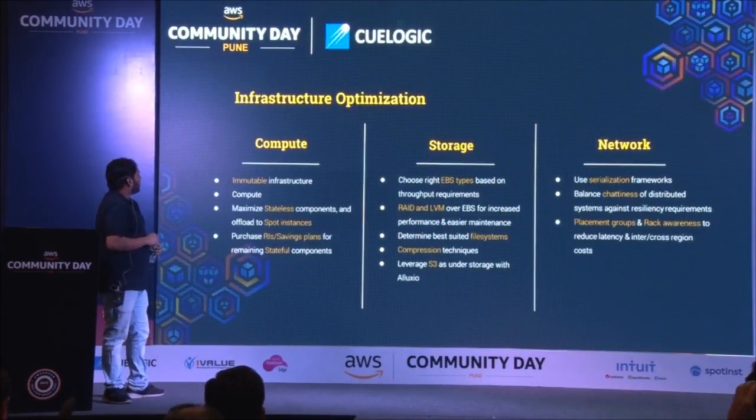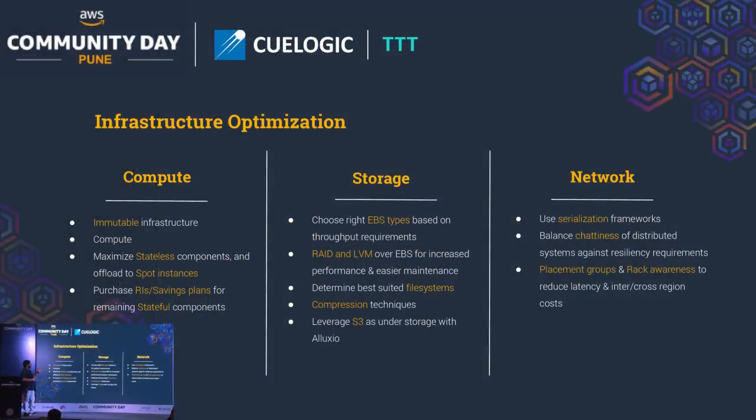Now, infrastructure design guidelines, from a compute, network and storage perspective. From a compute perspective, always target immutable infrastructure. So what is immutable infrastructure? You don't make changes on the infrastructure. You always make changes via code and deploy it, so you don't touch anything. Maximize your stateless components, because once you have stateless components, you can offload them to spots, and once you go to spots, you get crazy savings. Use RIs and savings plans, which are there now, for stateful components.